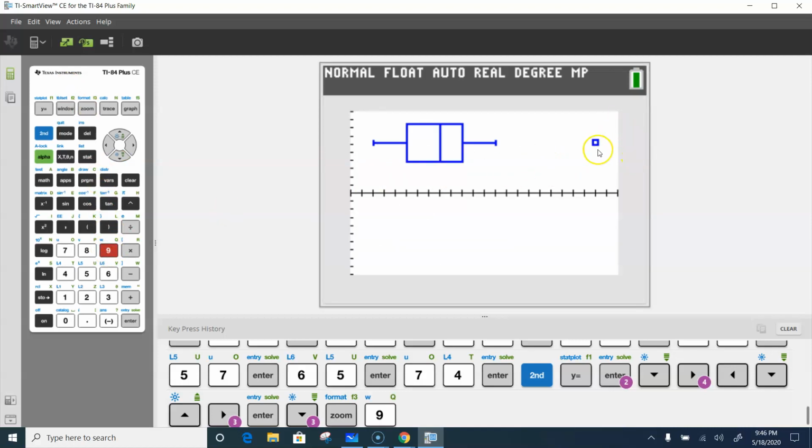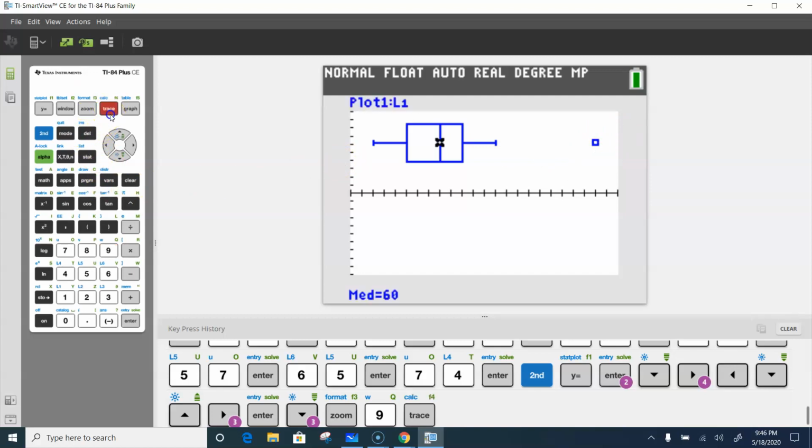So I can see that I do have an outlier here. And then when I hit Trace, I'm going to use my Trace button up here, I can just move through and get my 5-number summary. There's my minimum. It's 54.